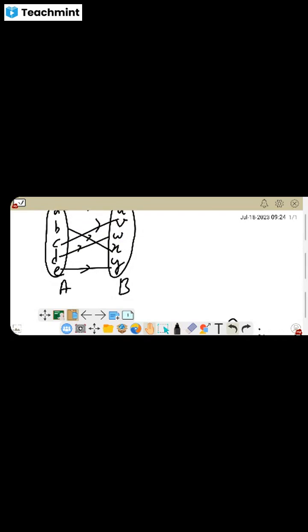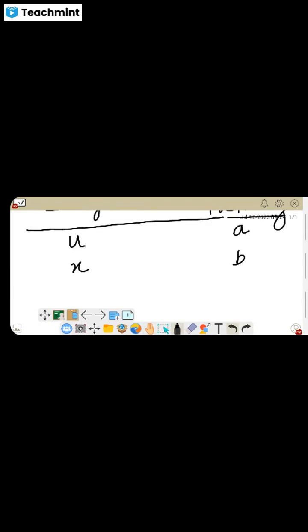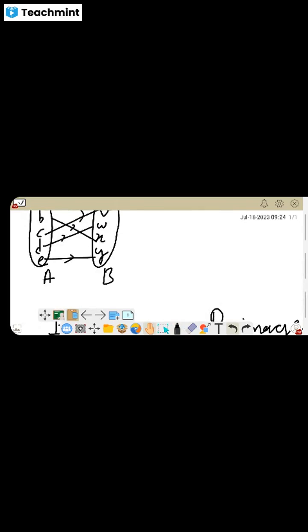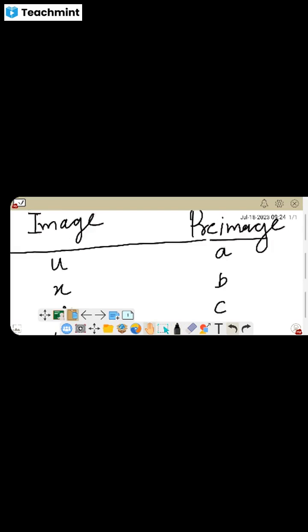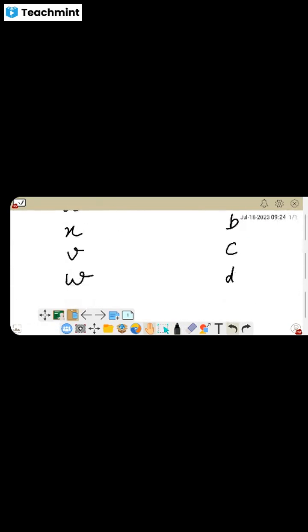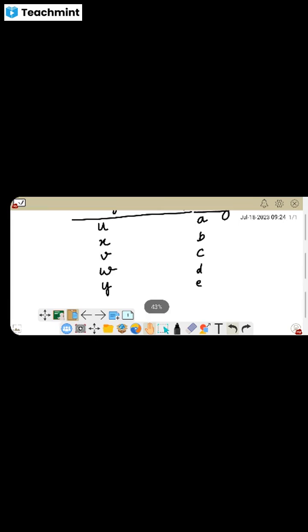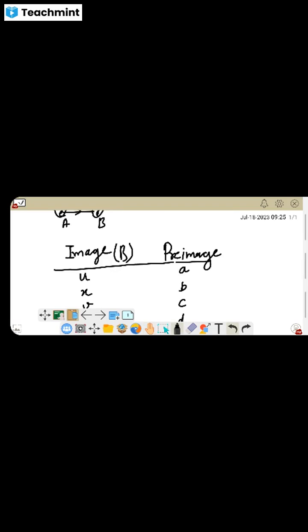And next, C with V, D with W, and E with Y. So elements of B are said to be image and elements of A are said to be pre-image. Pre-image in set A.